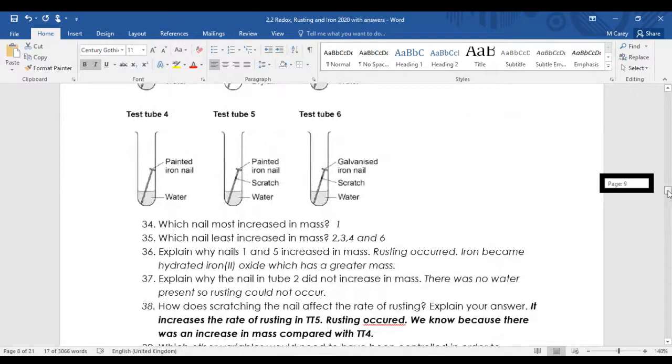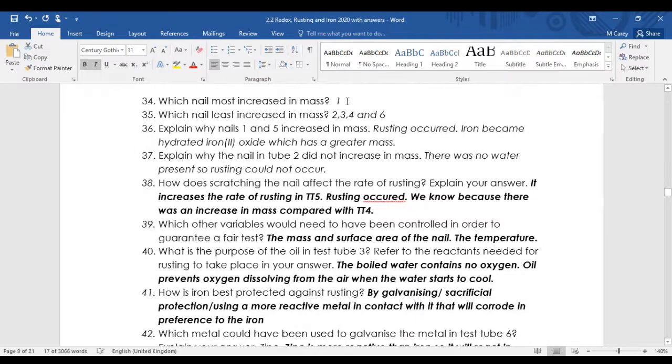Right, so they had all of the diagrams. Which nail increased most in mass? It was 1. Which nail least increase in mass? That was actually a bit confusing. I thought, looking at it again, right, there's 4 of them that didn't increase at all. So my initial thought was to list all those, but you could have said nail 5, which had an increase in mass, but it was less.